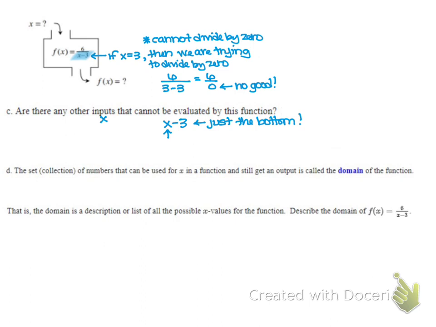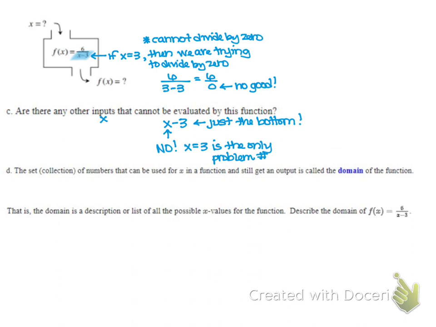So what this gets us into is this whole notion of we have some more vocabulary. We take a look at D. So if I go back to C, my answer is, are there any other inputs? No, there isn't. X equals 3 is the only problem. So it's the only problem number. So it's the only one that won't work.